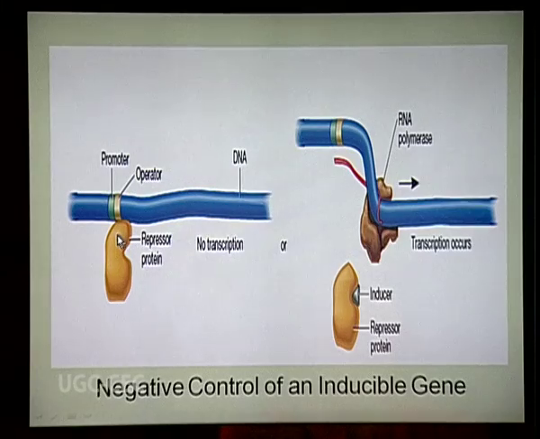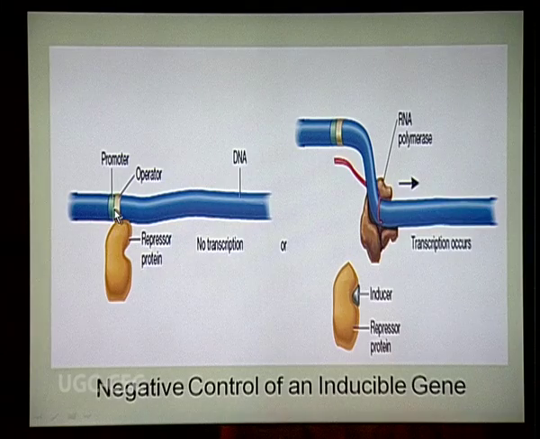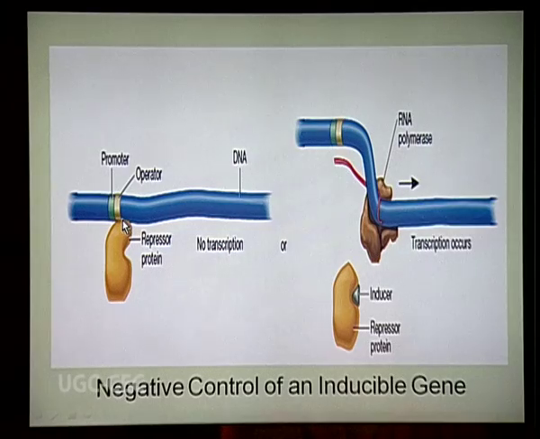Here we will see that the repressor is capable of binding onto a regulatory DNA element called operator. Once it binds to the operator, it restricts the binding of RNA polymerase onto this promoter region, thereby switching off the gene expression.